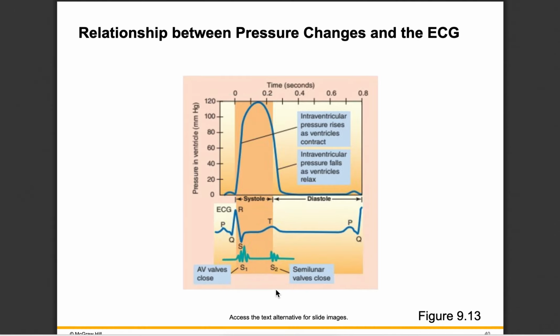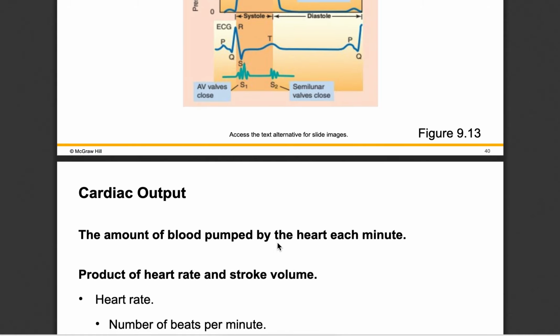And so this is a good chart, just kind of overlaps that pressure change in the ventricle versus the lub-dub sound, which you've already looked at, and put that EKG wave over the top, so you can kind of, again, follow that process. You should be able to walk yourself through those.